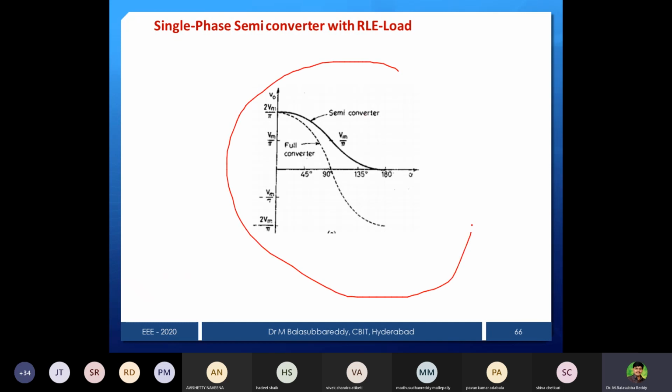From this comparison it is clear that the semi converter will give only the first quadrant, because it will give only positive voltage, and the full converter gives either positive or negative, depending upon your alpha. So that's the semi converter and full converter.